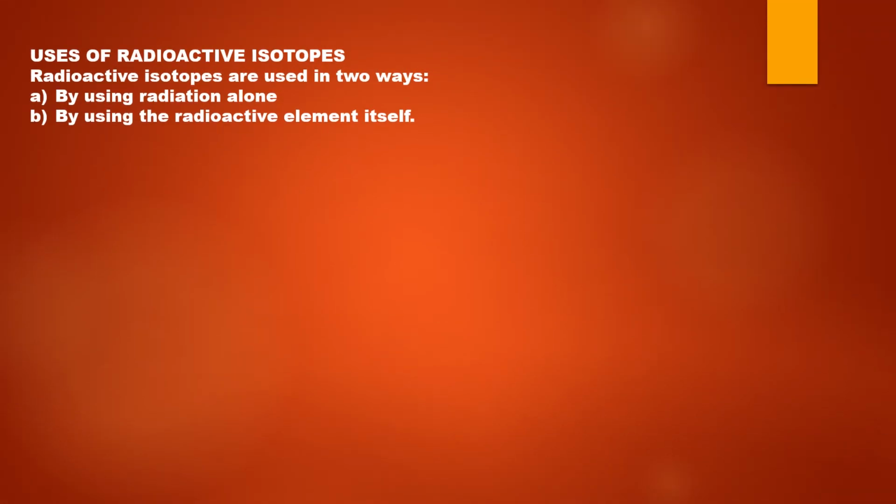We will study the uses of radioactive isotopes. Radioactive isotopes are used in two ways. One way of using the radioactive isotopes is making use of the radiations which are emitted from the radioactive isotope, or by directly using the radioactive element itself.